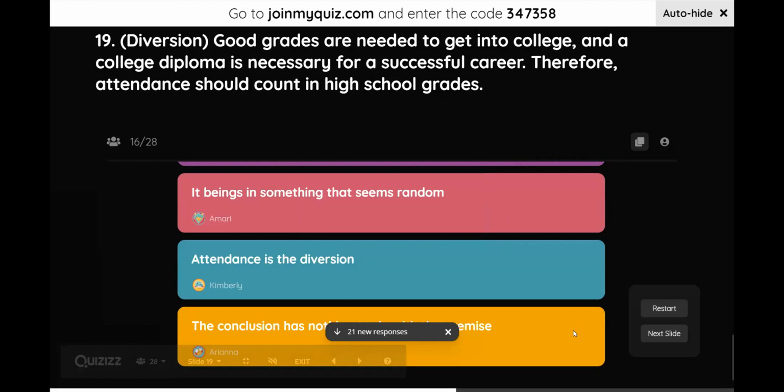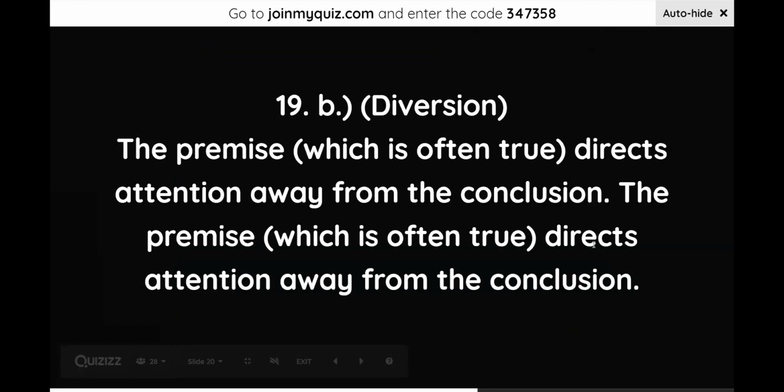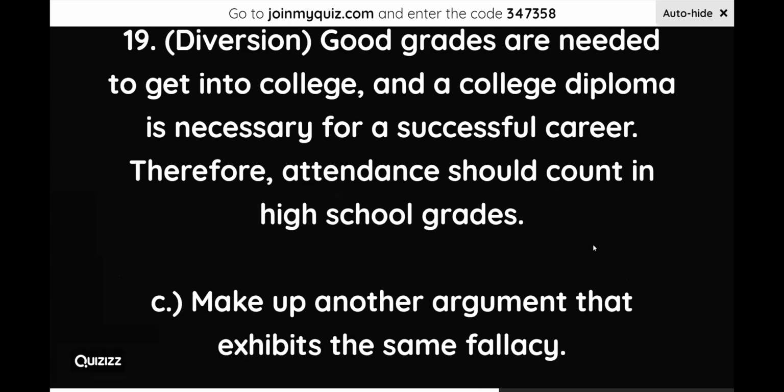What are people doing? Okay, diversion: the premise, which is often true, directs attention away from the conclusion. It's repeated because for some reason all my copy and pastes got repeated. This is from the book. This is what the book said, so this is pretty much what we were saying. They start talking about attendance. There's nothing to talk about attendance with. This one you can pretty much have fun with. So come up with something that's a diversion.